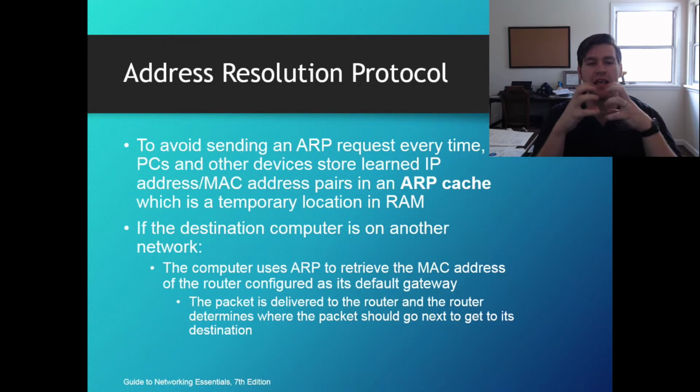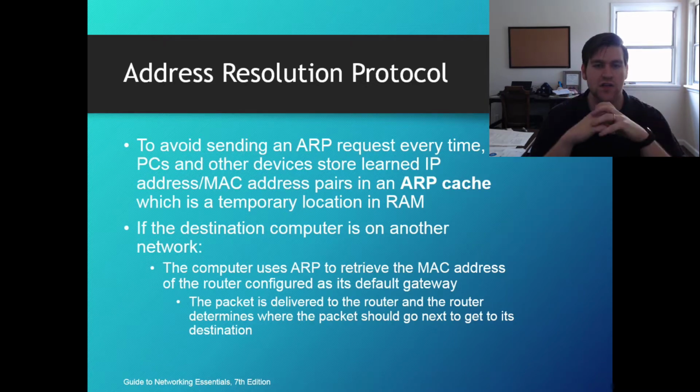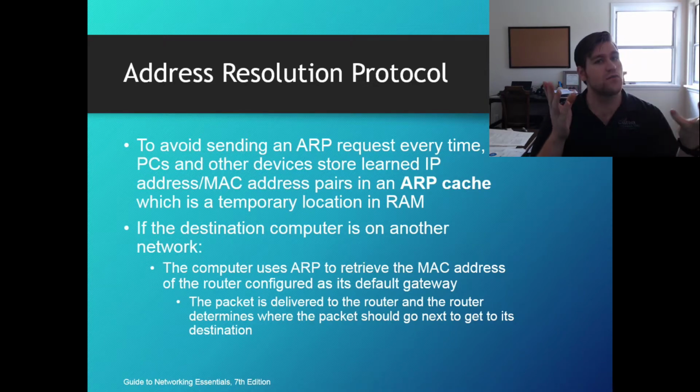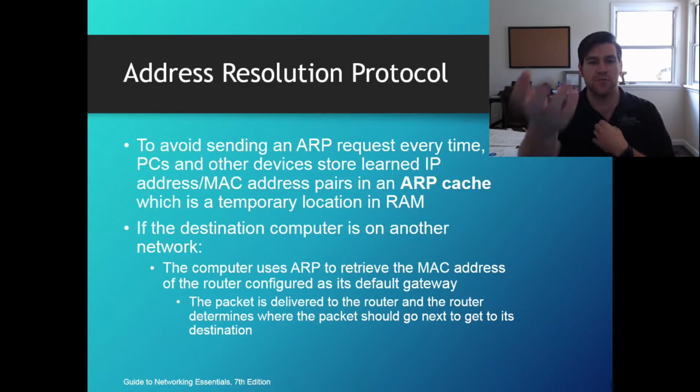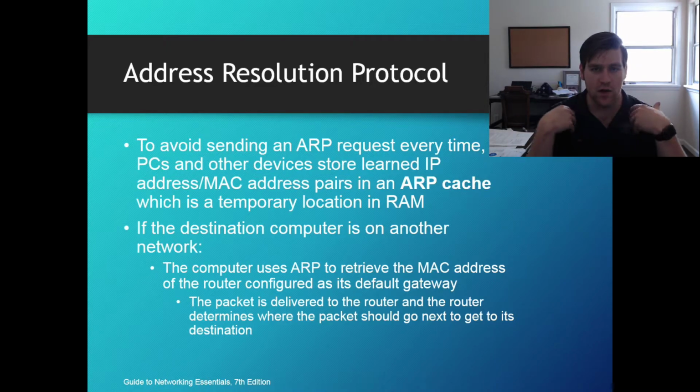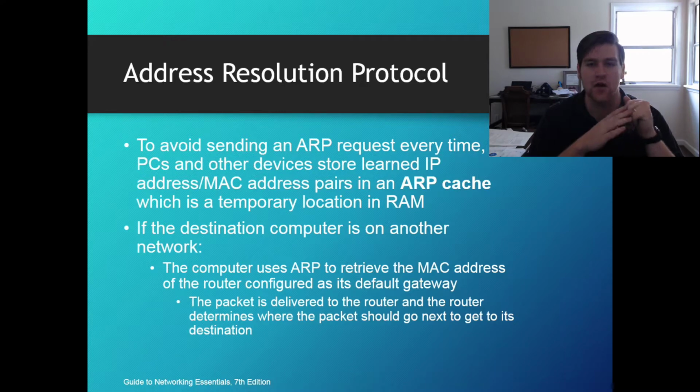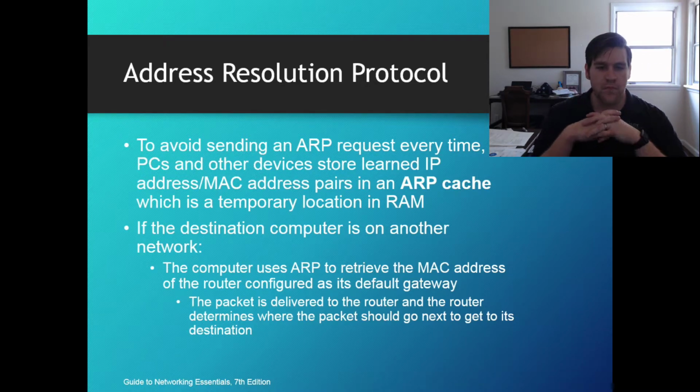And again, I mentioned there's an ARP cache stored on every computer, right? This is just a temporary storage. When you shut down your computer, it has to rebuild it, but it happens very quickly. Okay, so as computers respond with their MAC address when ARP broadcasts or ARP requests are sent out, it saves that in an ARP cache.